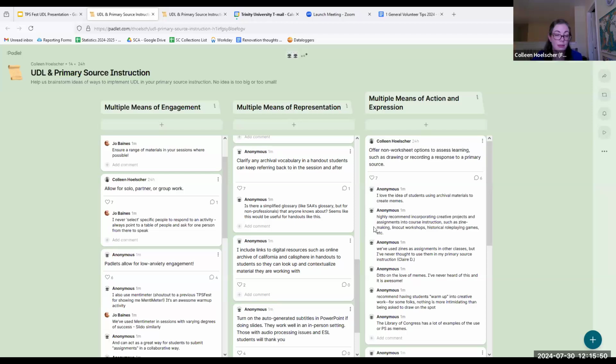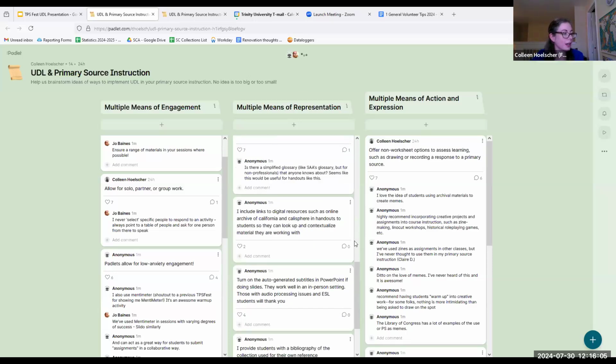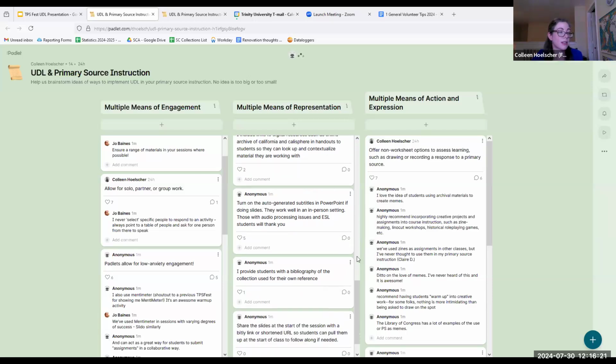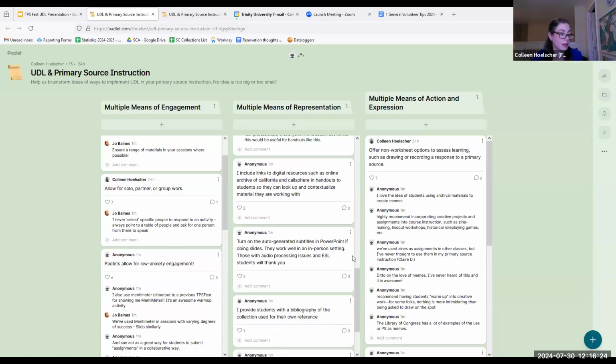So that is on the official UDL guidelines, to make sure you're not using jargon. It's really easy for us to just drop into that language of saying finding aids and collections, and students don't necessarily know what those things are. And another one of us said that they include links to digital resources such as Online Archive of California in handouts to students. They can look up and contextualize the material they are working with. So that's a really great idea, to include resources beyond just your own repository.